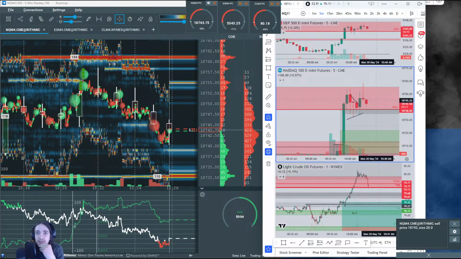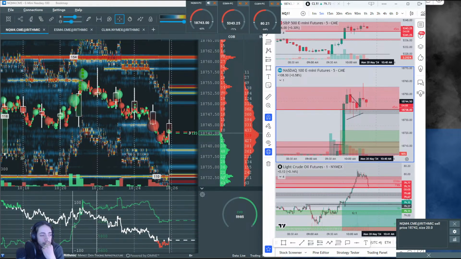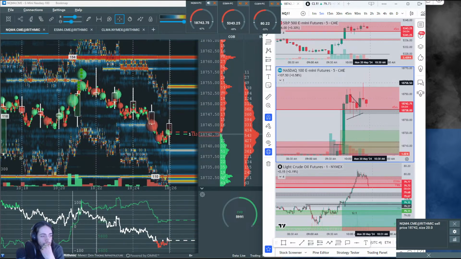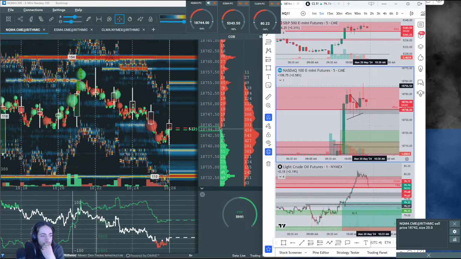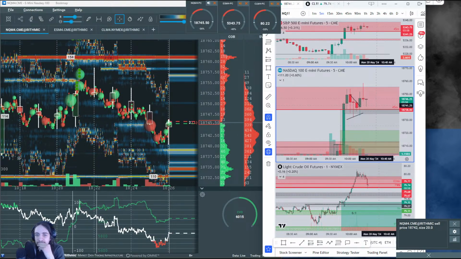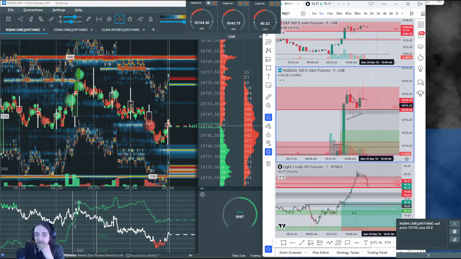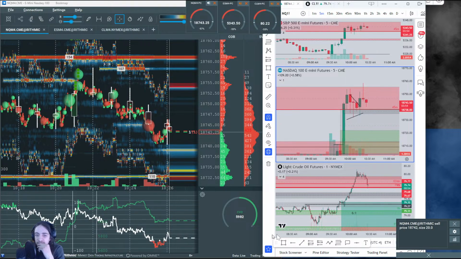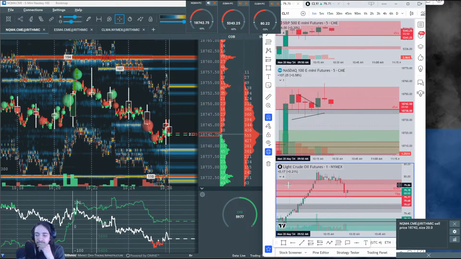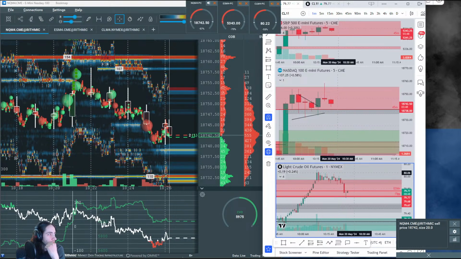I'm going to take a stab at a couple light shorts. Super big seller just came in on the ES at 53.45. Let's keep trying to bounce. See if we got a better setup on crude. We do have a better setup on crude.